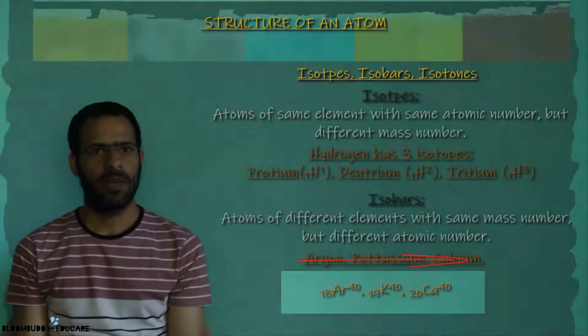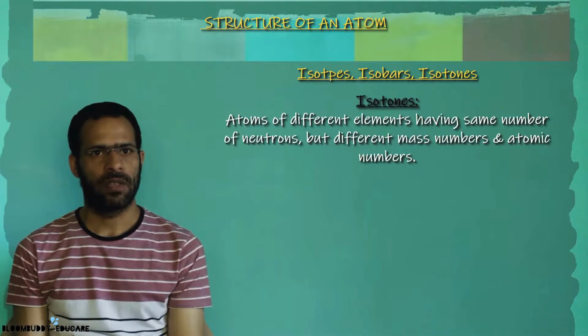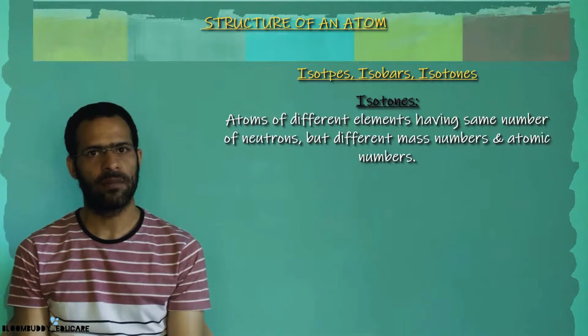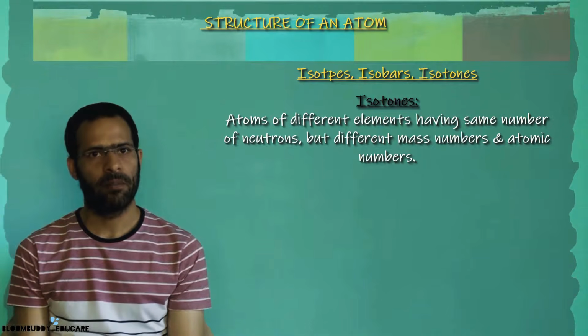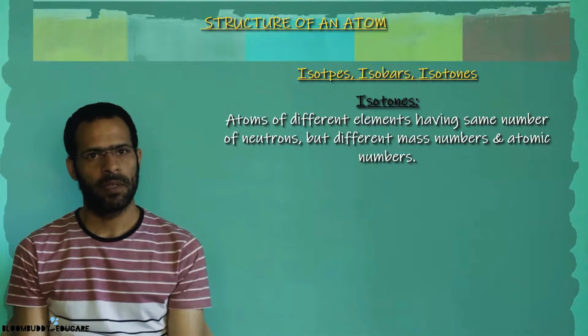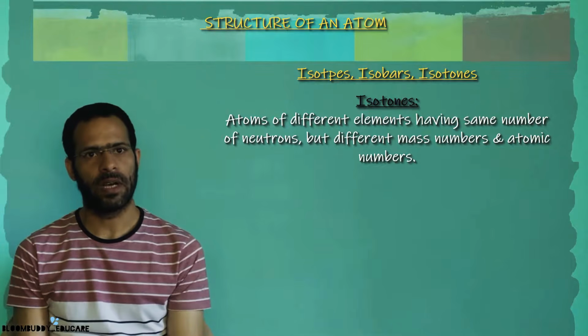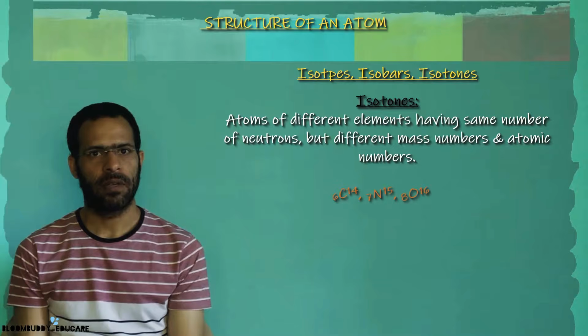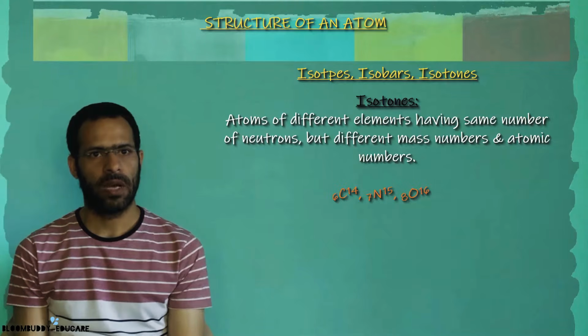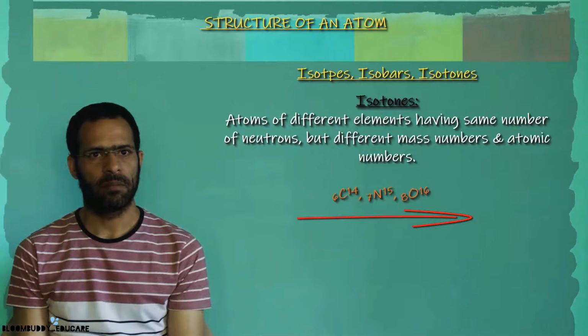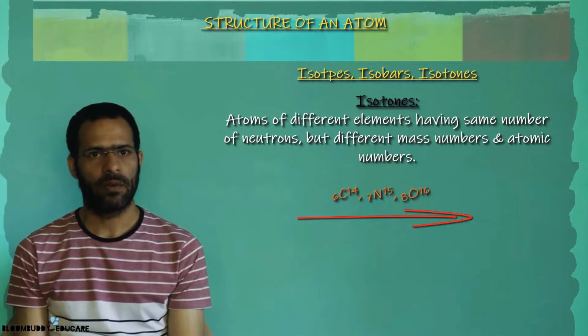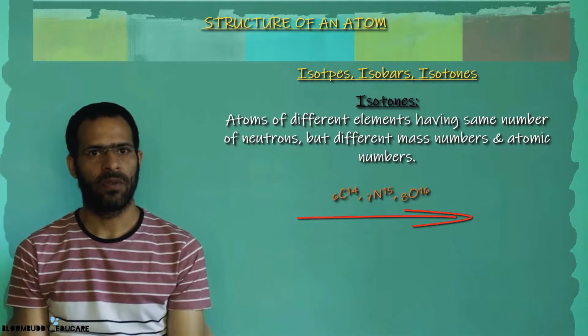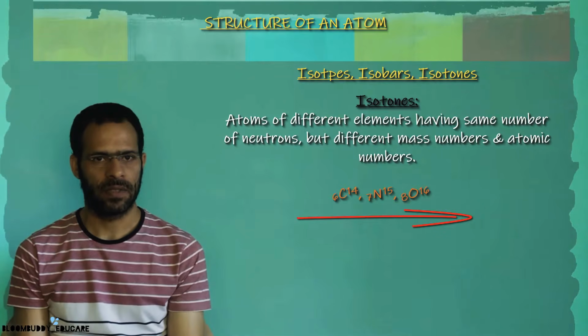In a similar manner, the other term that's used in chemistry is the isotones. So isotones are the atoms of different elements which contain same number of neutrons. However, both the atomic numbers and the mass numbers are different for the isotones. So as an example, if we take carbon, nitrogen and oxygen, right? So carbon has an atomic number 6, while it has a mass number of 14. Nitrogen has an atomic number of 7, while it has a mass number of 15. And oxygen has an atomic number of 8, whereas the mass number is 16. So carbon, nitrogen and oxygen that we have mentioned here, they are all isotones.